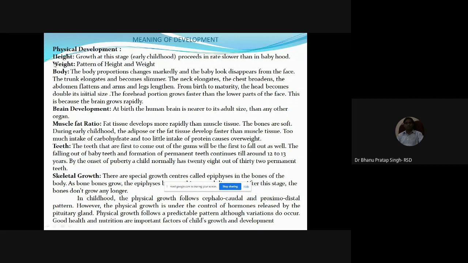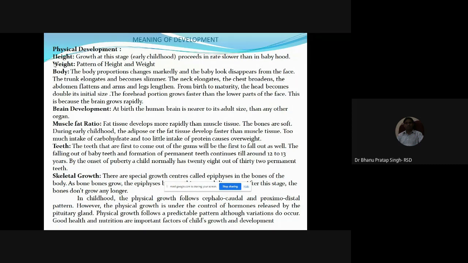We have discussed the weight in the previous slide that I have shown, at a particular age what should be the weight and what should be the height. Third is body. The body also changes at different ages. Proportions change markedly and the baby look disappears from the face. The face is always changing, because the face at birth changes at various stages.